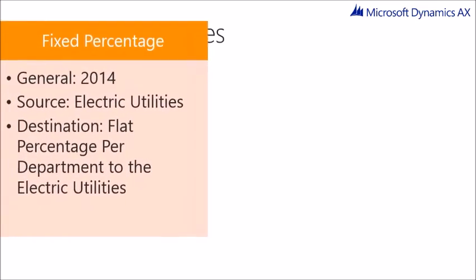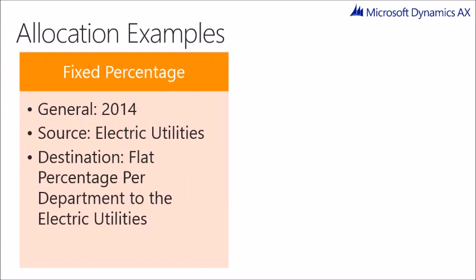There are many reasons why or how you might decide to allocate amounts in your general ledger. Let's take a look at 2 examples. In the first example, we will assume a fixed percentage. Let's say you record a utility bill to a generic department called corporate. However, for financial reporting and budgeting purposes, you want to spread the total amount of the utilities across each of the departments based on a fixed percentage.